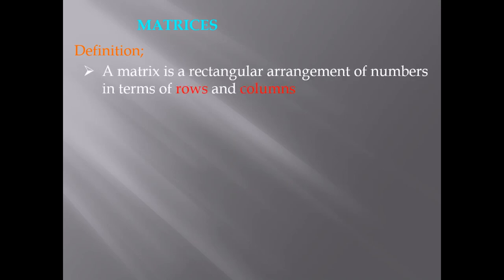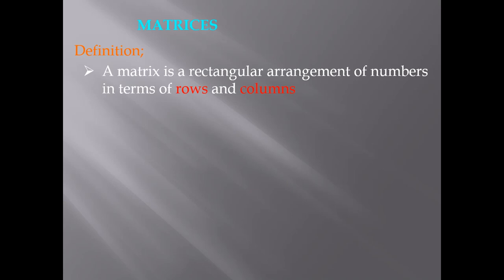So matrices, we shall begin by defining what a matrix is. A matrix is a rectangular arrangement of numbers in terms of rows and columns. The simplest example of a matrix that you can think about is the classroom arrangement. How many rows and how many columns are in your classroom? Try to make that flashback. That will give us an insight on what a matrix is.